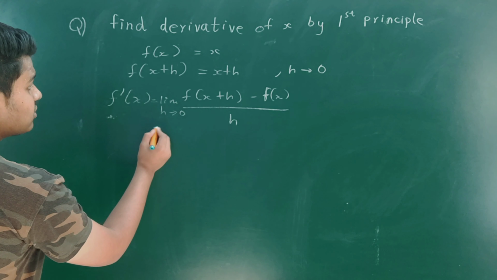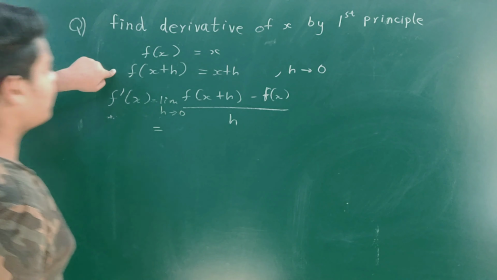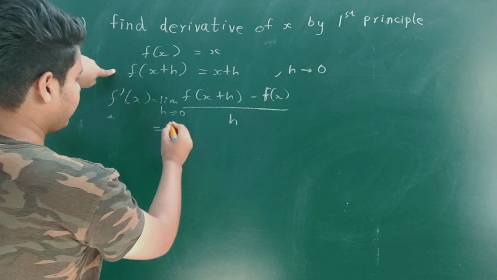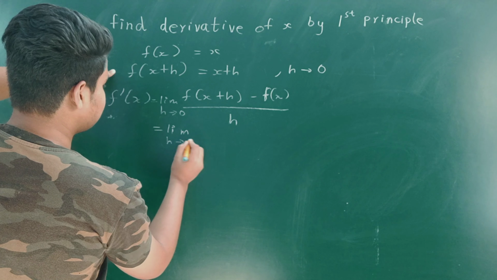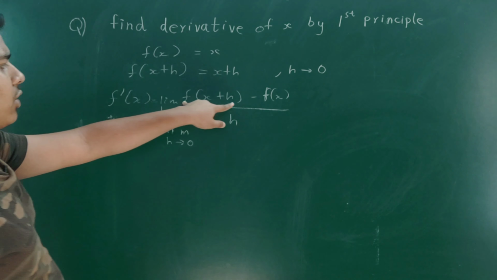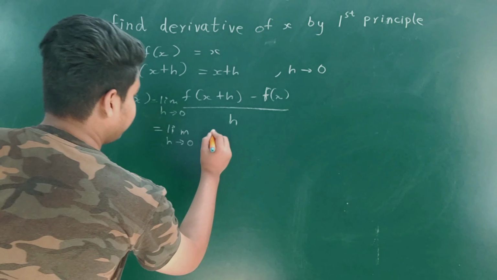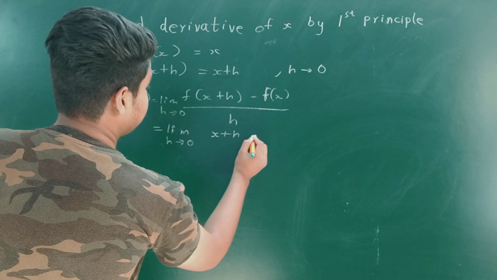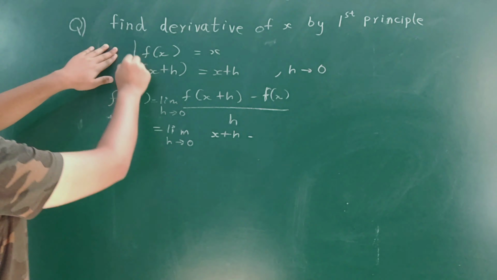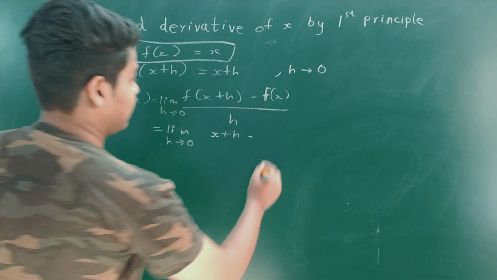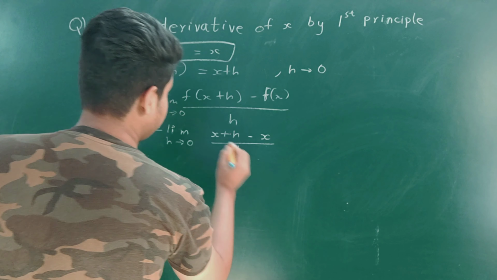So from what we have, f(x + h) equals x + h, and first we write that the limit is h tending to 0. Now we write the value of f(x + h). This value, as you know, is x + h. It will be x + h minus, what is the value of f(x)? It is x. It becomes x + h minus x, divided by h.